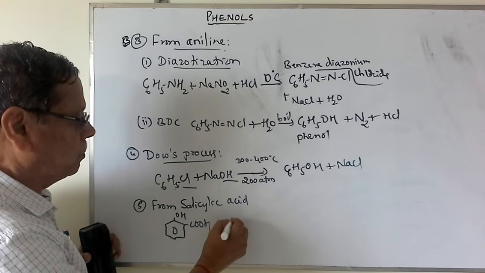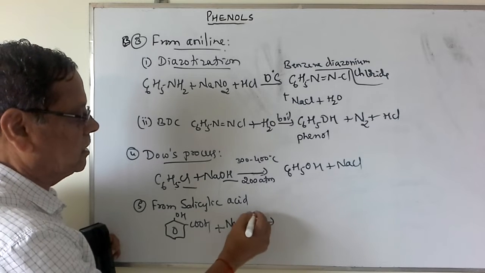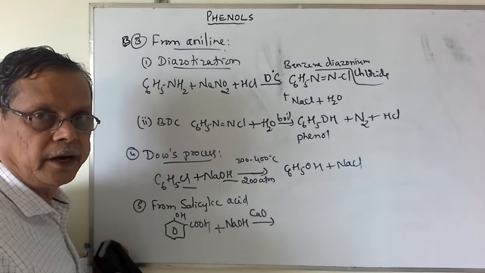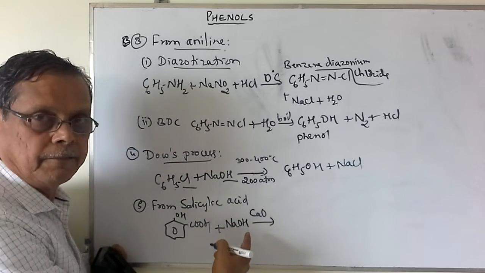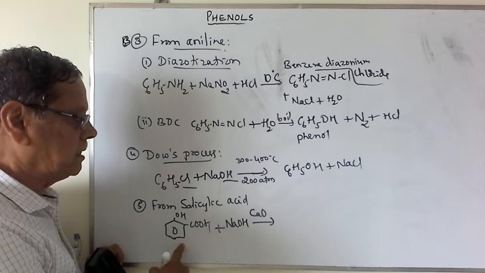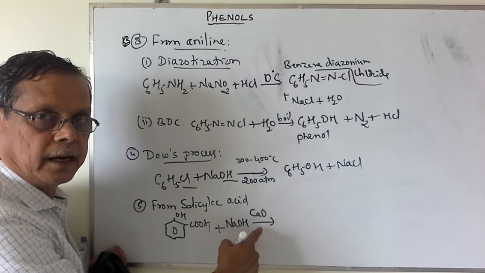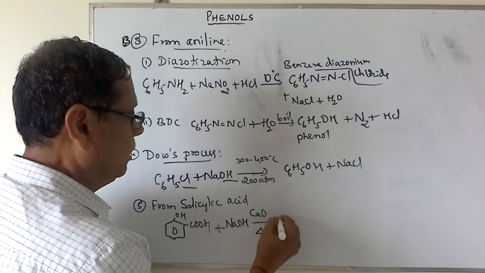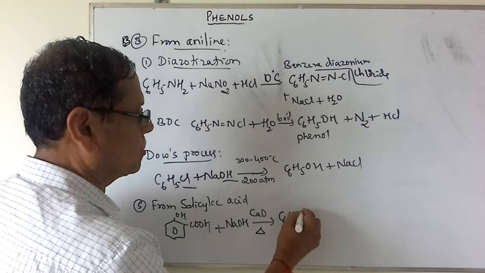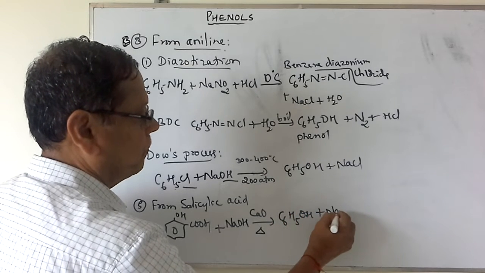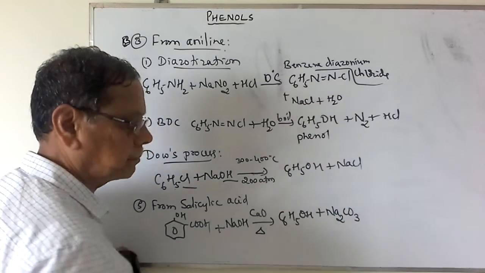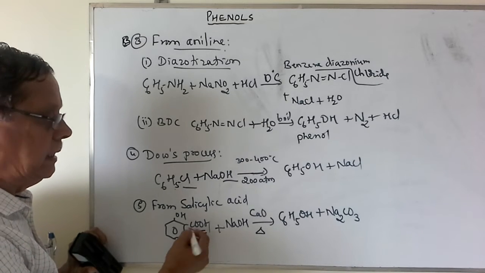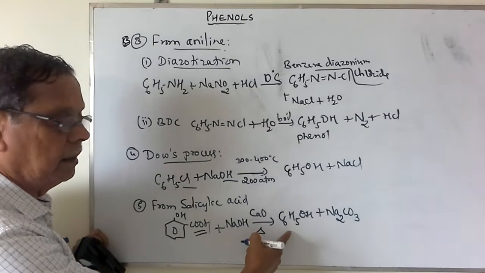This is then fused with sodium hydroxide in presence of calcium oxide. This mixture of sodium hydroxide and calcium oxide is actually named as soda lime. When salicylic acid is fused with soda lime, it will undergo decarboxylation reaction to give rise to phenol along with the formation of sodium carbonate. So the COO group is eliminated to give rise to phenol only.